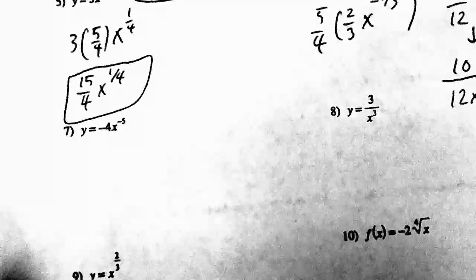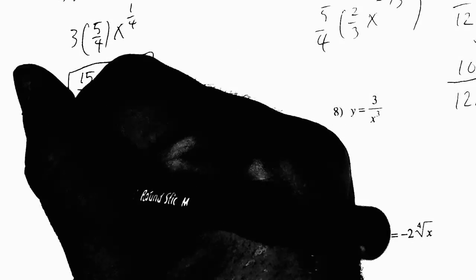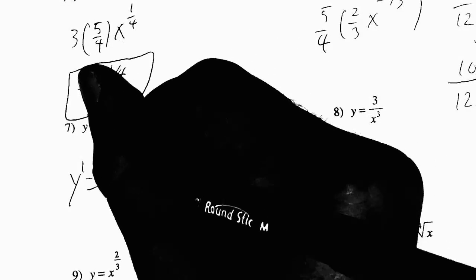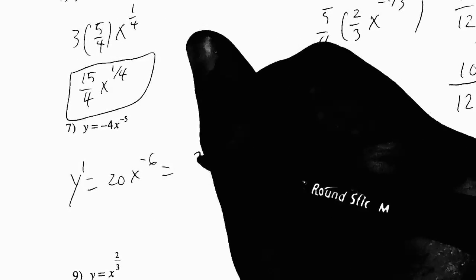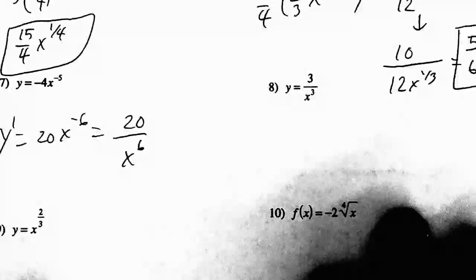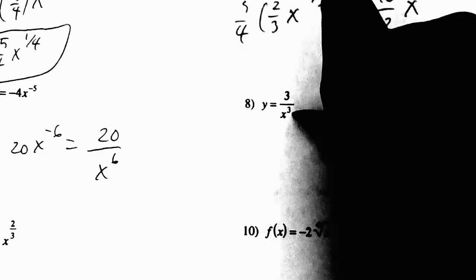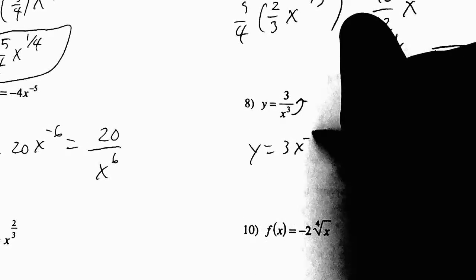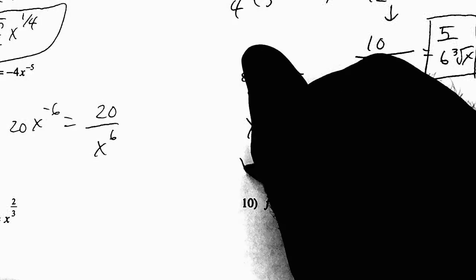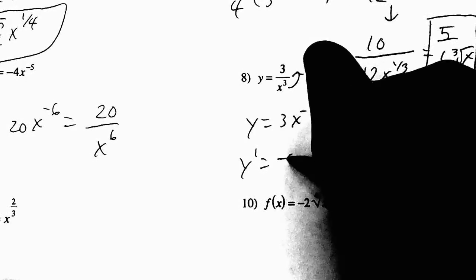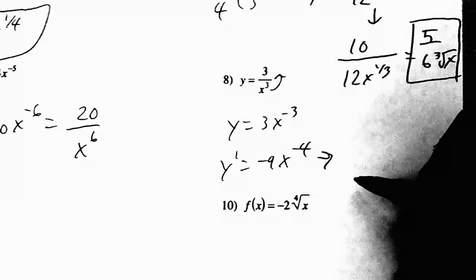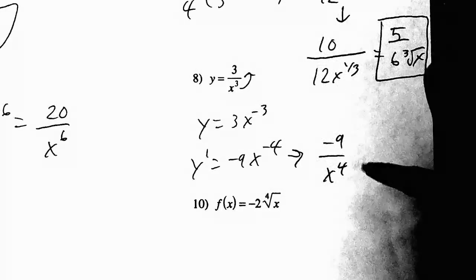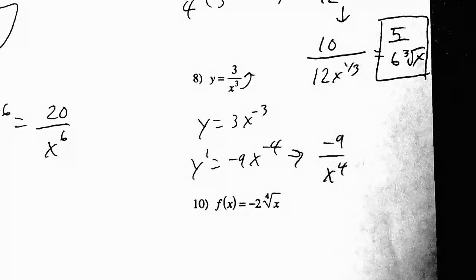Okay. This one, we have y prime is going to equal negative 5 times negative 4, which is 20x to the negative 6, which would be the same as 20 over x to the 6th. Here, we got to bring this up so that we can do the power rule. So this is the same as y equals 3 times x to the negative third. Now apply power rule. We're going to have y prime equals negative 3 times 3 is negative 9, x to the negative fourth. And if I converted that back to a positive exponent, it would be negative 9 over x to the fourth. Remember, you can switch it from numerator to denominator as long as you make the exponent negative.